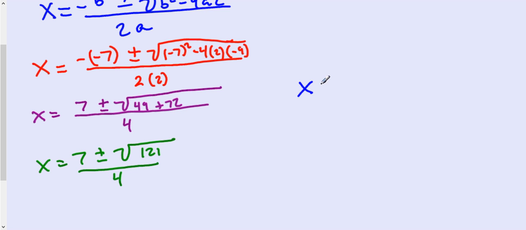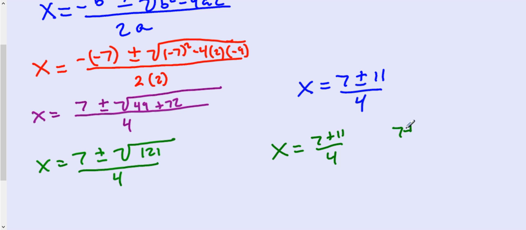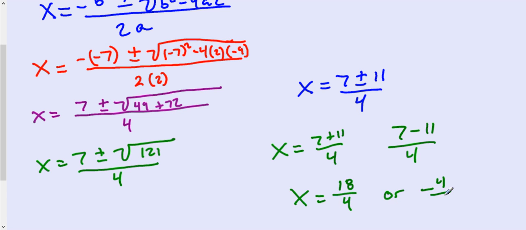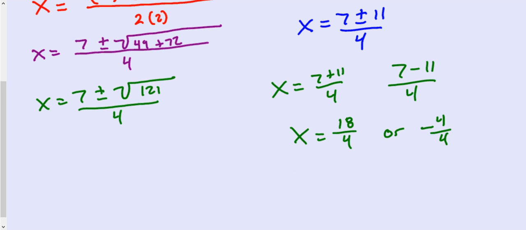So we get x is equal to 7 plus or minus 11 all over 4. X is equal to 7 plus 11 over 4, or 7 minus 11 over 4. So x is equal to 18 over 4, or negative 4 over 4. Simplify both fractions when possible. So 2 goes into this, 9 halves, or negative 1.